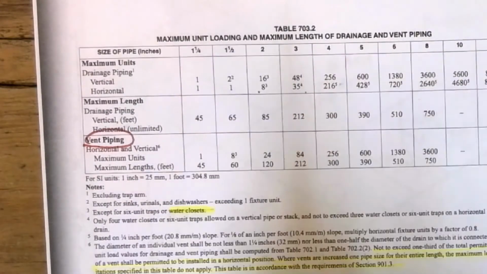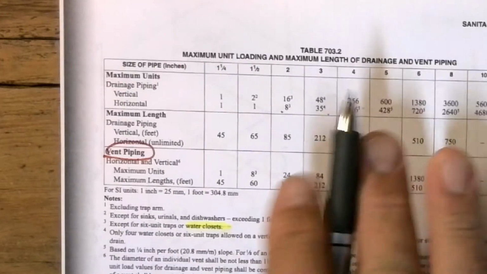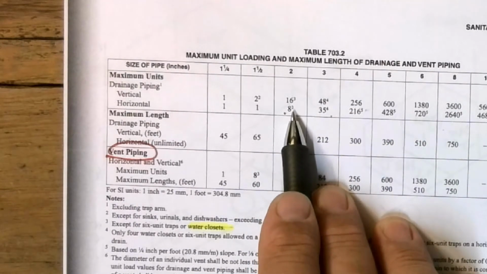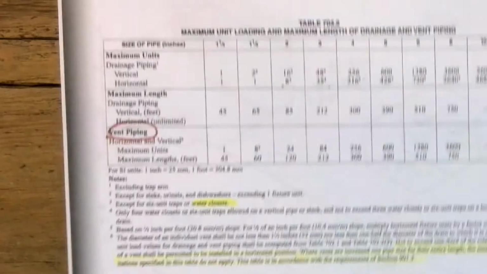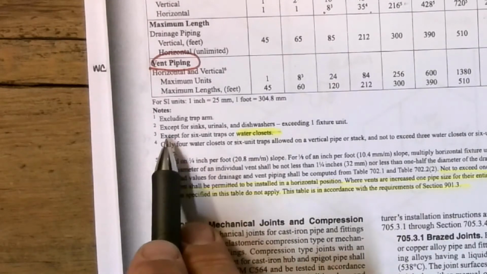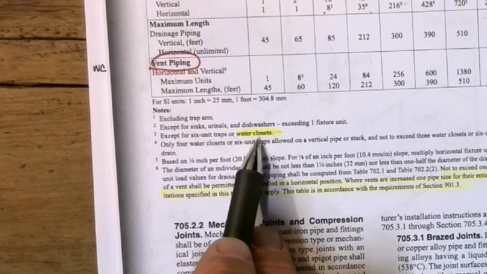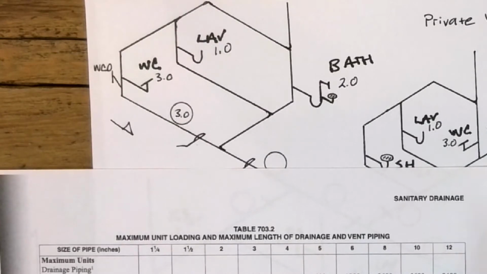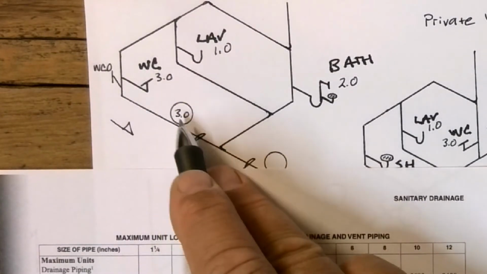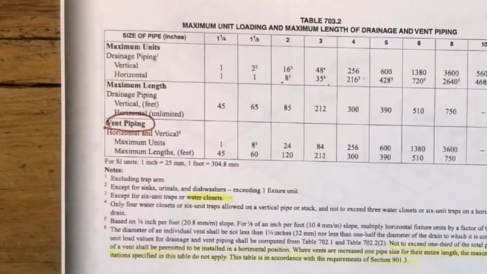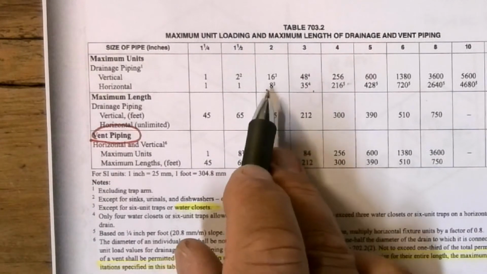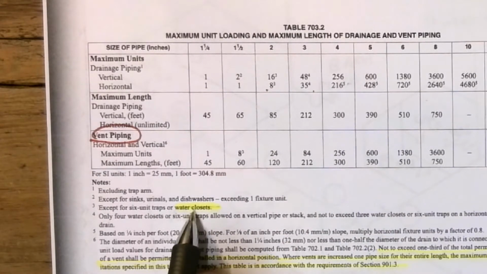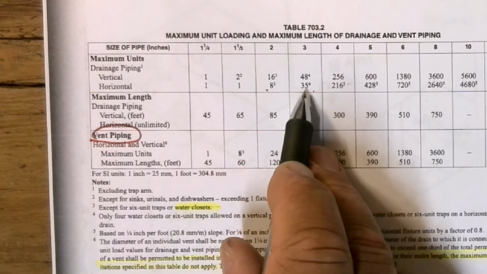Well, take a look at this, and this is the key. This is what's so vitally important when sizing waste and vent. You read these footnotes right here. This is 8, but this footnote is 3. So footnote 3 says, except for 6-unit traps or water closets. Well, isn't that a water closet right there? So this 3 fixture units does not apply right here, because that note 3 tells me it's not good for water closets. So I got to go to the next one, which is 35.